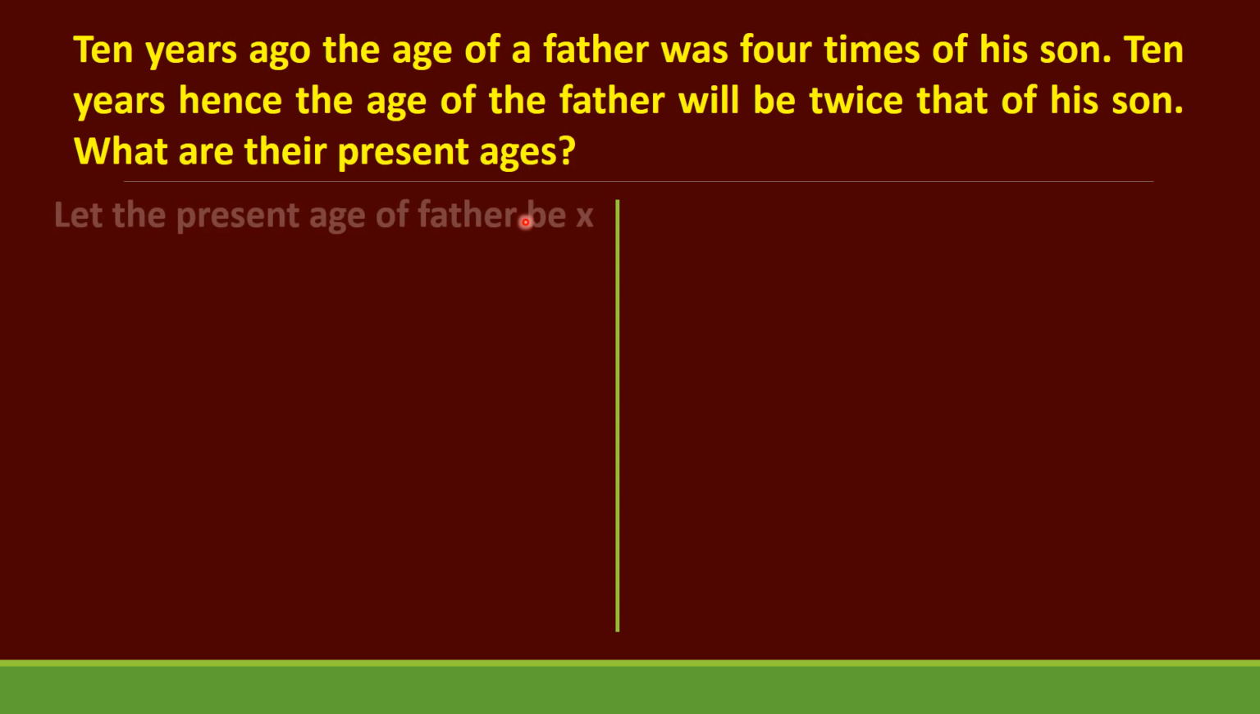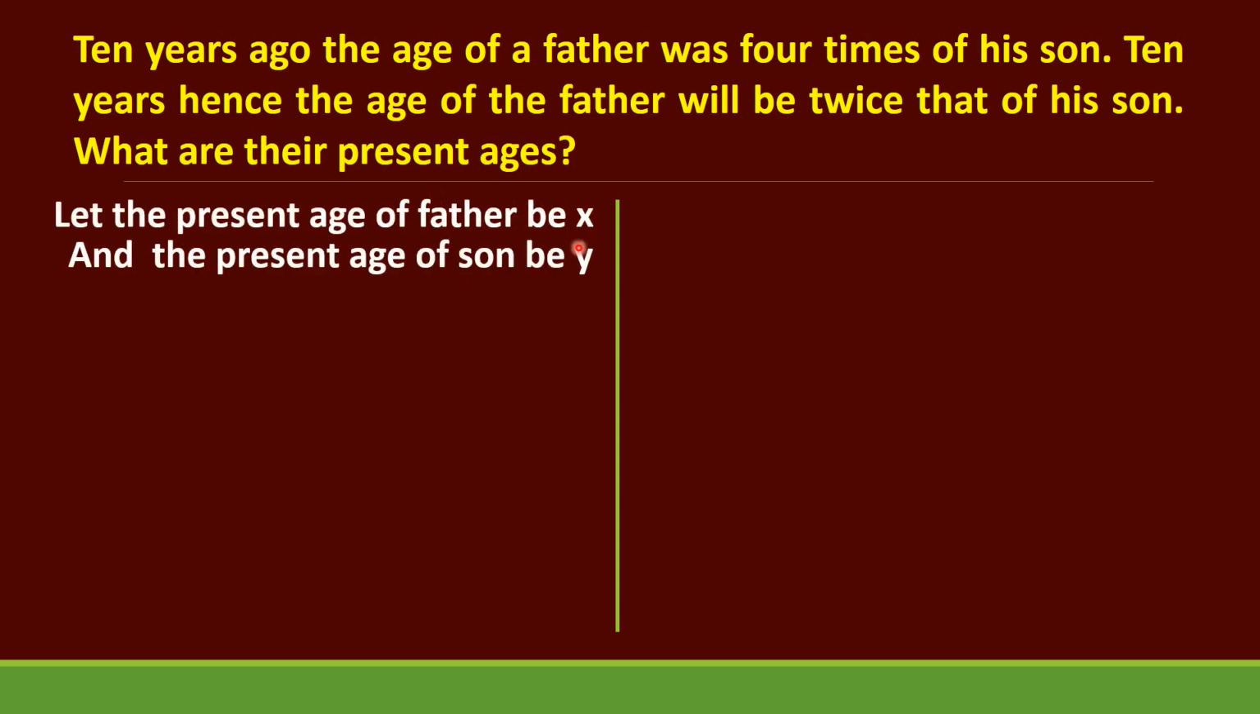So, let the present age of father be x and the present age of son be y. Now it is given 10 years ago, the age of the father was 4 times of his son. 10 years ago means x minus 10 and y minus 10. Then x minus 10 is equal to 4 times the age of his son, 4 into y minus 10, that is x minus 10 is equal to 4y minus 40.